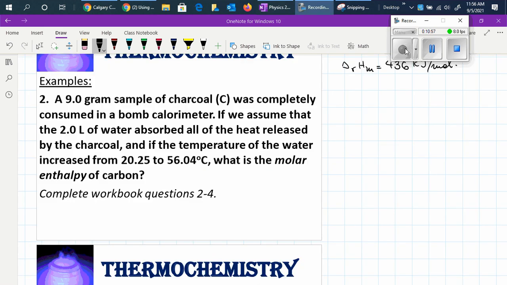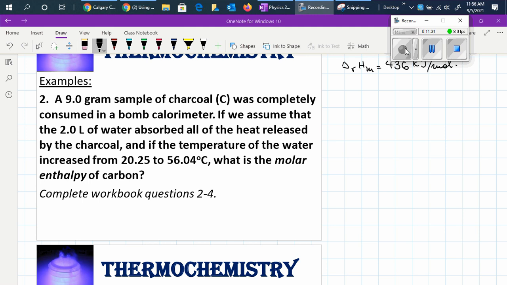So we have now a 9-gram sample of charcoal, carbon, which was completely consumed in a bomb calorimeter. If we assume that 2 liters of water absorbed all of the heat released by the charcoal, so it is the conservation law of energy, then the temperature of the water will increase from 20.25 to 56.04. What is the molar enthalpy of carbon?